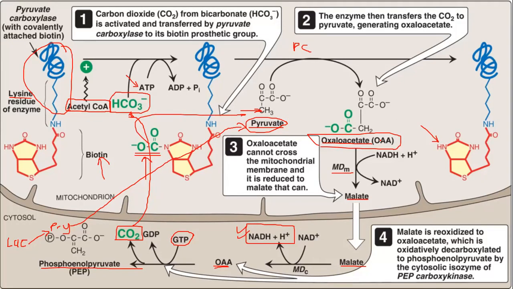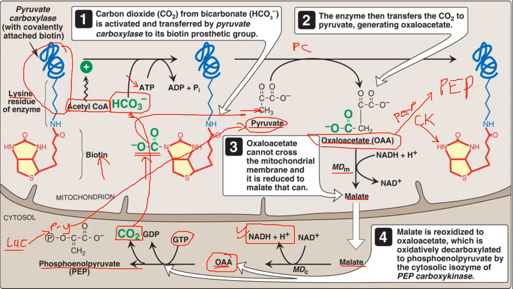Then something interesting will occur. Instead of being transported out of the mitochondria to the cytosol, it is converted directly to phosphoenolpyruvate by the mitochondrial phosphoenolpyruvate carboxykinase. So this is the mitochondrial isozyme of phosphoenolpyruvate carboxykinase. But if pyruvate was the precursor, it has to be transported back to the cytosol so that the oxaloacetate can be decarboxylated by the phosphoenolpyruvate carboxykinase. Okay, so please note that there is a difference.